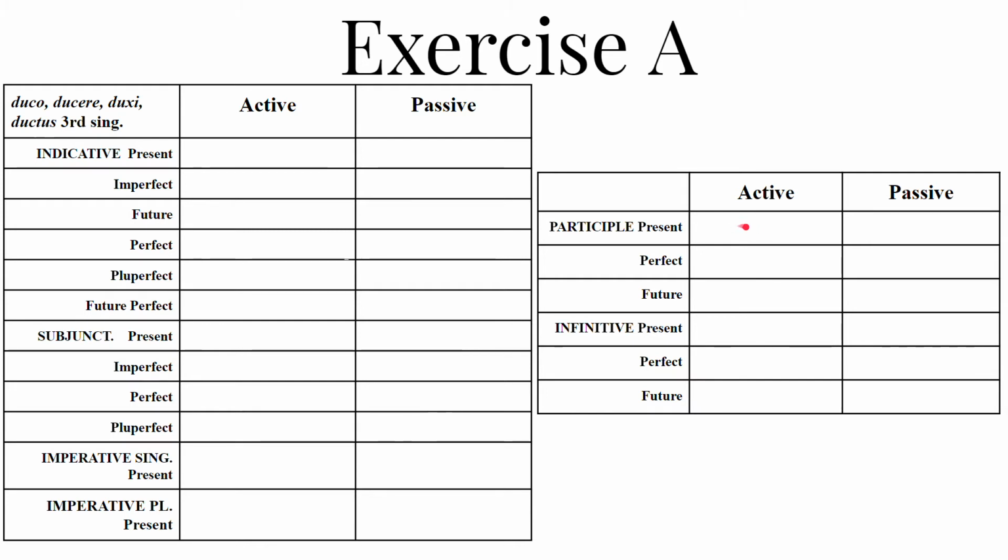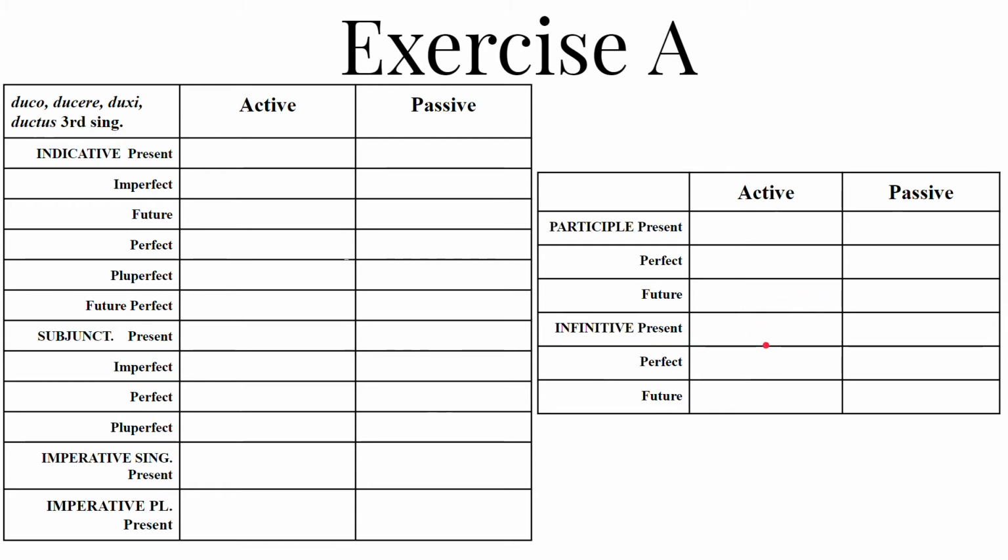Participles. Present stem is duc. Add an E, letter E, N-S. And then for the genitive, E-N-T-I-S. So ducens, ducentis. No present passive, no perfect active. The perfect passive is ductus. The future active is ducturus. And the future passive, the gerundive, is ducendus. It's the present stem duc, then add an E, and then endus. Ducendus, ducenda, ducendum.